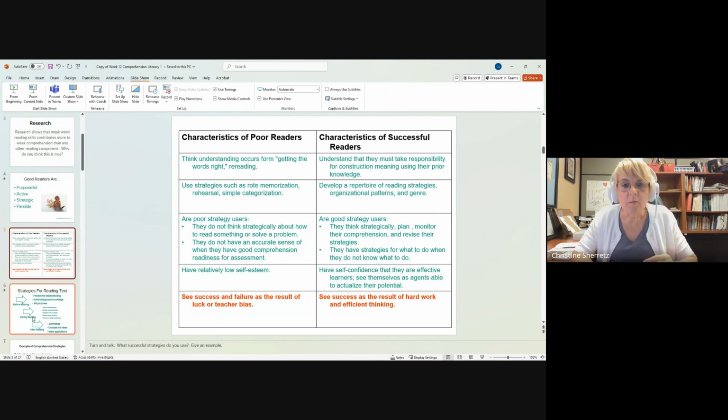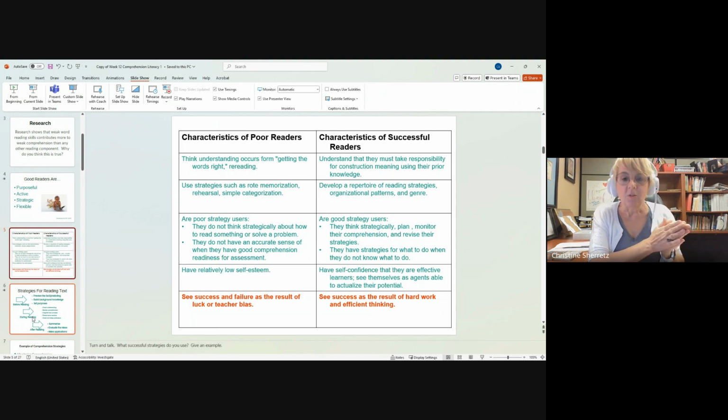When I am assessing a student in reading and they self correct, that's a really good thing because with those self corrections, that student knows I didn't get it right. So self correction's good. Poor readers many times have low self esteem, where good readers have that self confidence that they can be effective learners. And I put this in red because this is really important. Many poor readers see success or failure totally based on luck or teacher bias. And good readers know that their success is a result of hard work and efficient thinking.